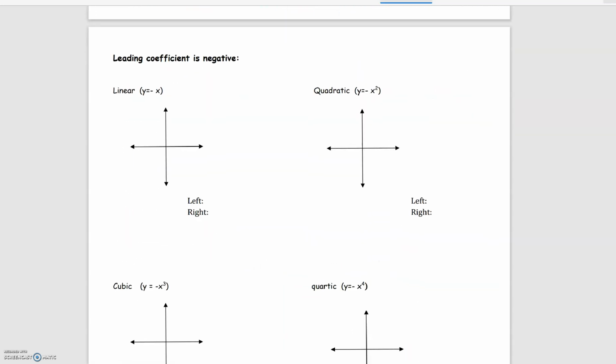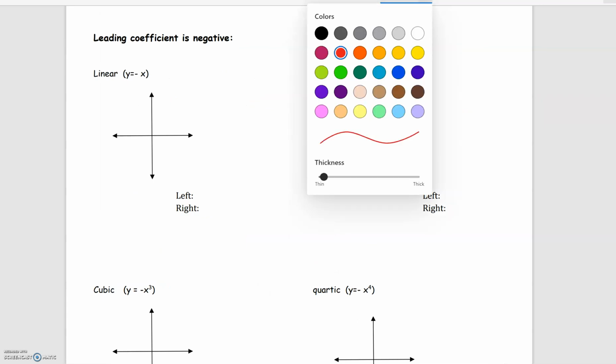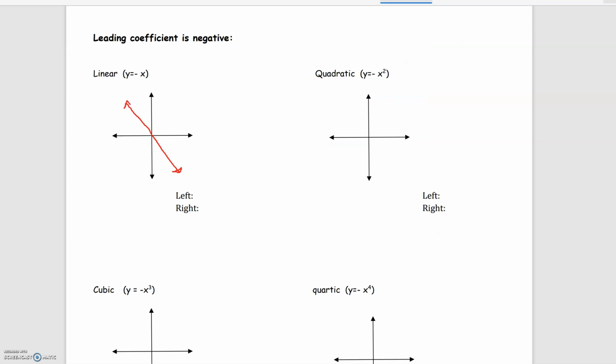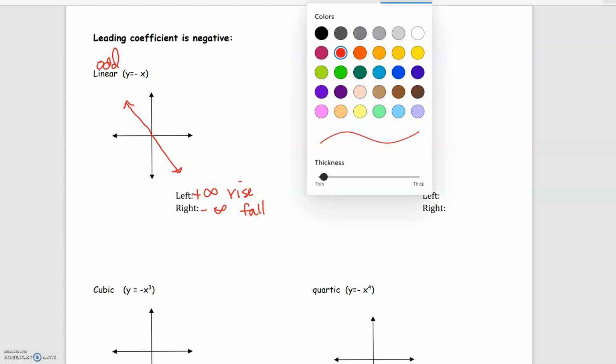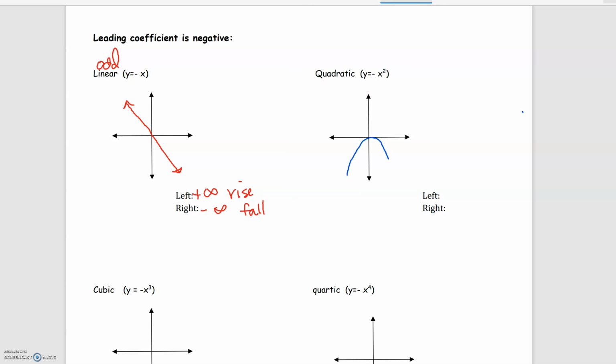Let's see if that holds true on this page when we have the leading coefficient that's negative. So negative is going to make my graph go down for a negative slope there for this linear. So again, we are odd. We are different. On the left side, we are rising. On the right side, we're going negative infinity and falling. And then for our quadratic, we're a negative in front, so we're upside down. So we're still going the same way on the left and right. We're both down, or negative infinity falling. So these are different. These are the same, even.